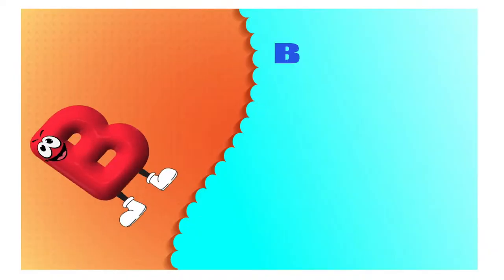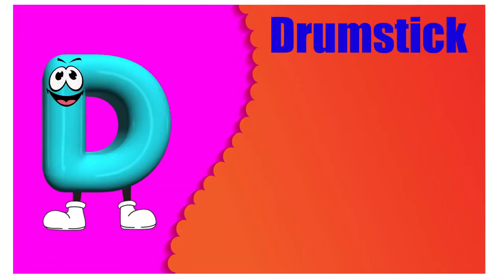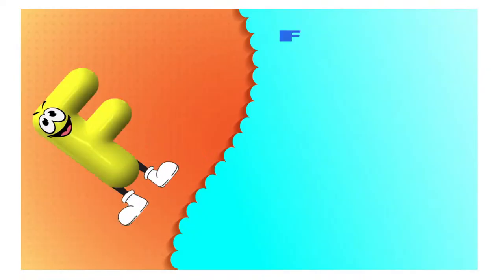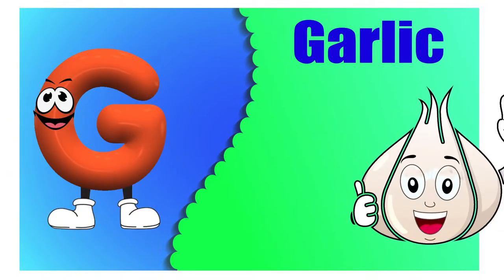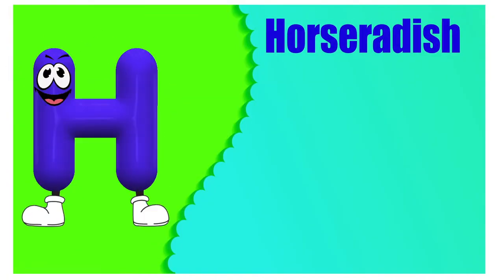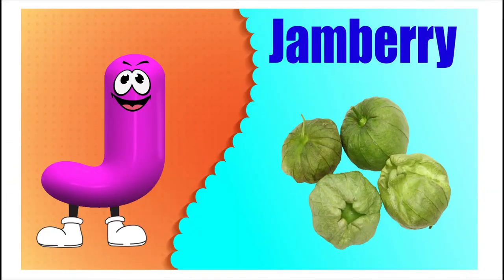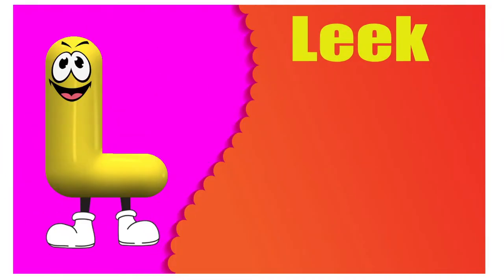A for apple gourd. B for broccoli. C for carrot. D for drumstick. E for eggplant. F for fennel. G for garlic. H for horseradish. I for Indian prawn. J for jamberry. K for crabby. L for leek.